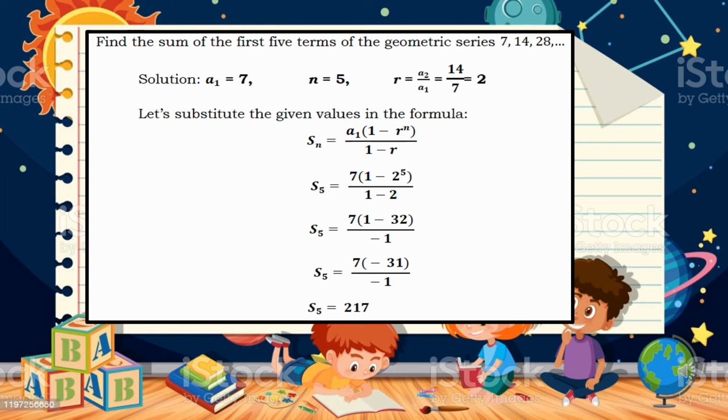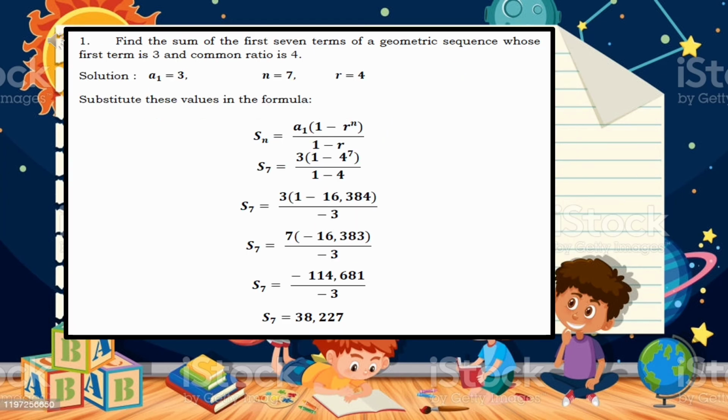So negative 31 times 7, that will give us a negative answer, which is negative 217. Divided by negative 1, so negative times negative divided by negative will give us positive. So that's why our sum for the first 5 terms in the geometric series is 217.